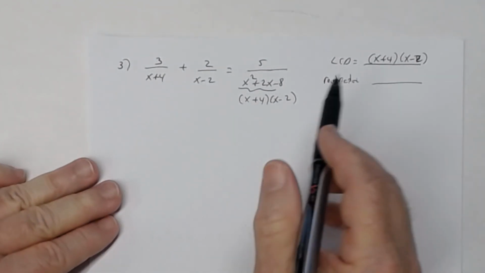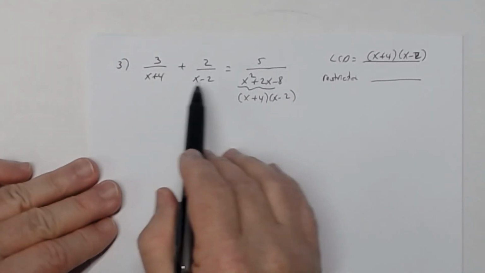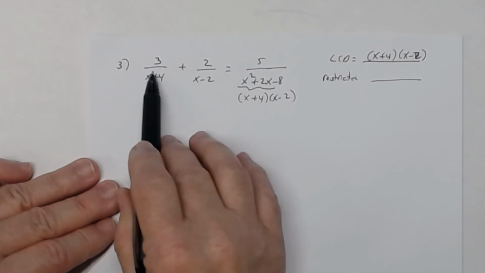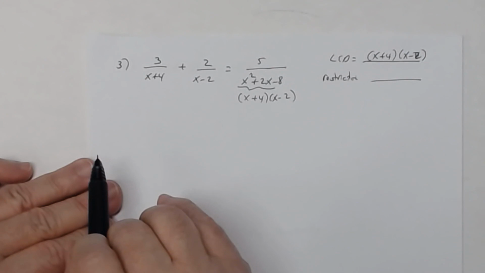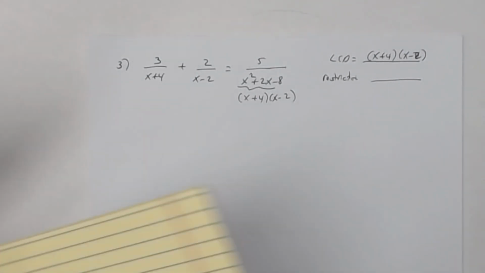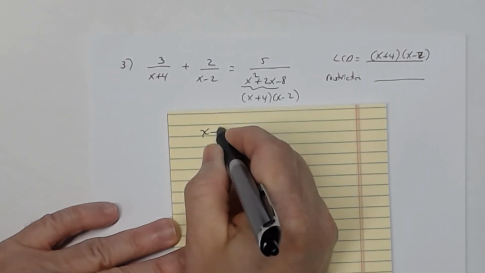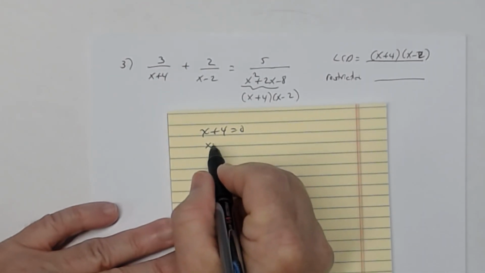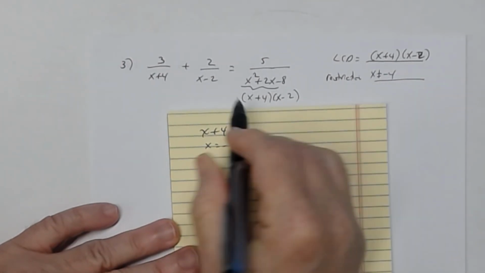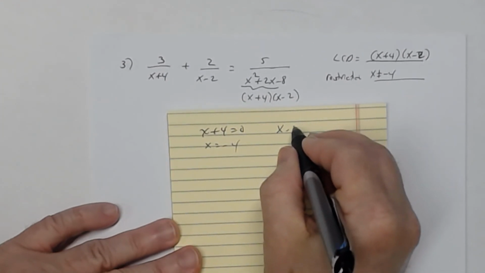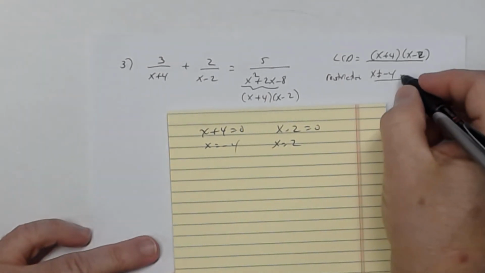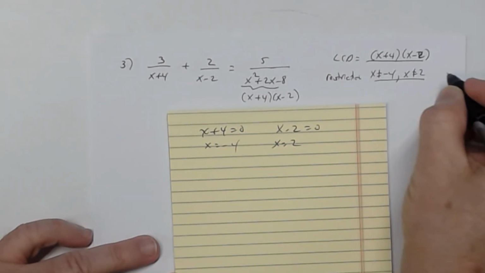Now let's find the restrictions. So the restrictions is the value of the variable that makes the denominator 0. Because remember, if this denominator is 0, 3 divided by 0 is undefined. So you're asking yourself, where's my denominator 0? So when I think about this, x plus 4 is equal to 0 when x equals negative 4. So there's one of your restrictions. So x cannot equal negative 4. Over here, x minus 2 is equal to 0 when x equals positive 2. So you're just solving this linear equation. So there's the other restriction. X cannot equal a positive 2.